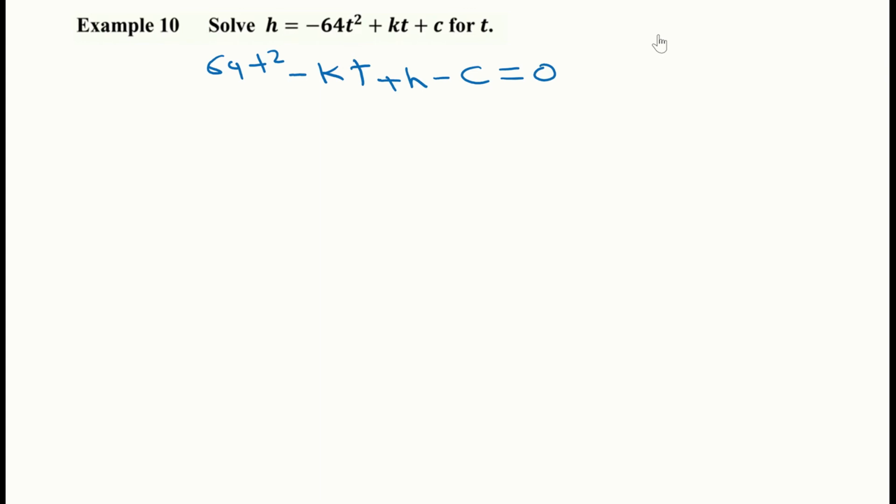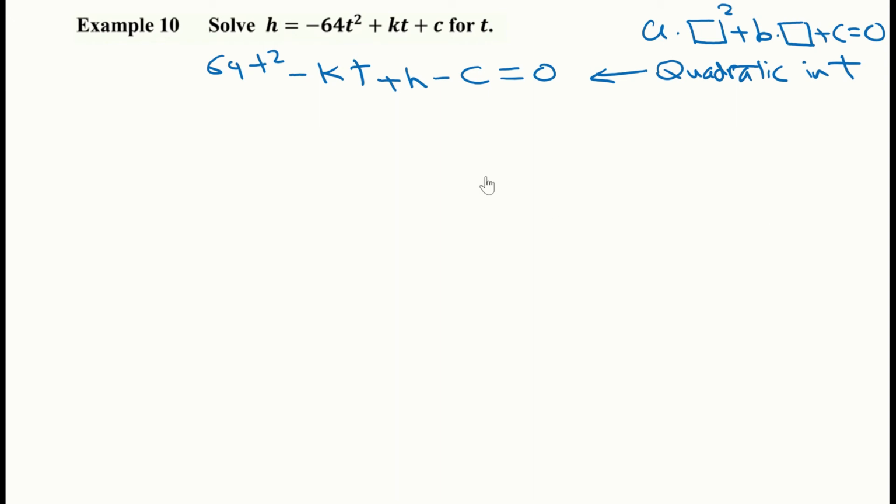Now we notice that we are in basic quadratic form, which is basically a times some expression squared plus b times the same expression plus a constant equals 0. So in this case, the expression that's being squared and also appearing in first degree form is t. So this we call a quadratic in t.